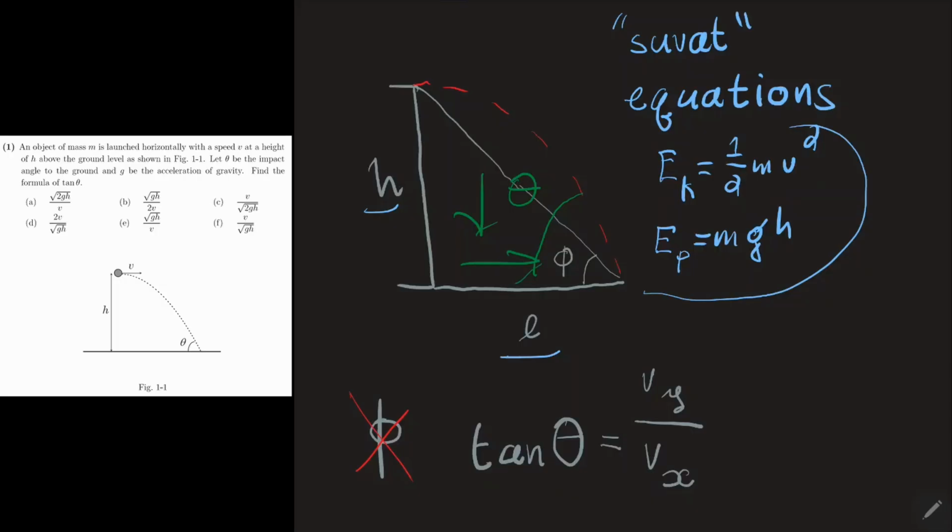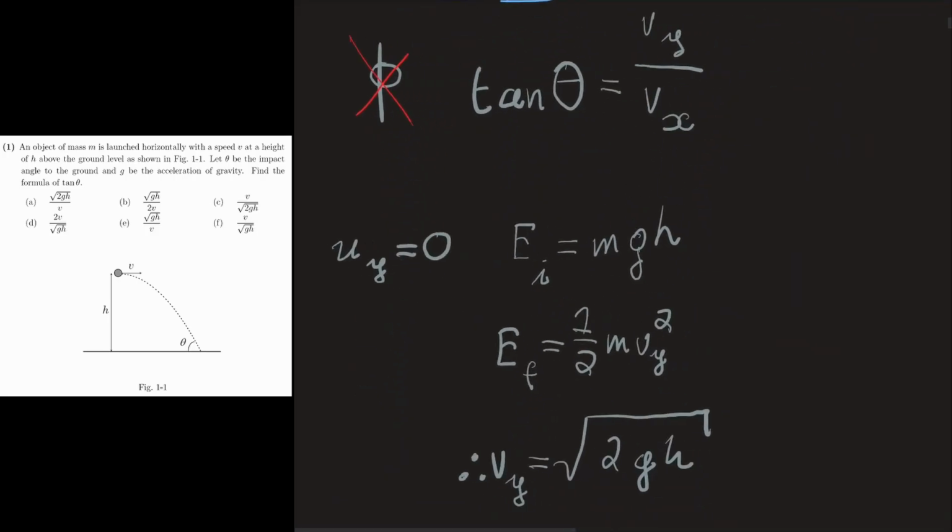So to start, let's find v sub y. The initial velocity in the y direction is 0, since the object is launched horizontally. With Suvat equations, the initial velocity is represented by the letter u, which is why this is u sub y. That means that at the start, all of the vertical component of the energy is gravitational potential energy. So the initial energy right here is just equal to mgh.